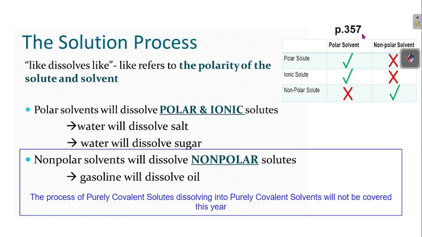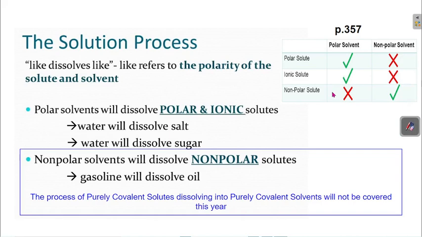In this case, like refers to polarity of the solute and the solvent. And you have this table in your textbook, so follow along, page 357. Not only do the forces of attraction need to be strong enough to dissolve that solute in that solution, but there are also rules of who can dissolve who, and they should make sense to you.